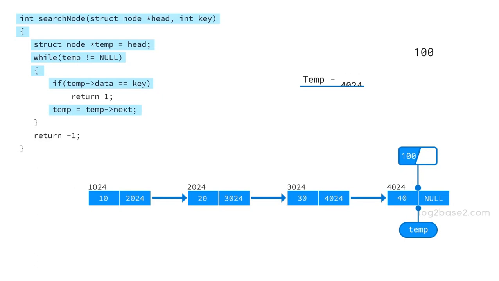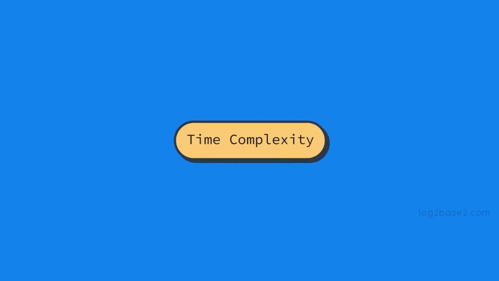What is the next value of node 4? It is null. So null will be stored in the temp. Now we have the while condition again, but we have temp equal to null. So the while condition failed and it will return -1, which means the key is not found. So that's it. Now let us talk about the time complexity.